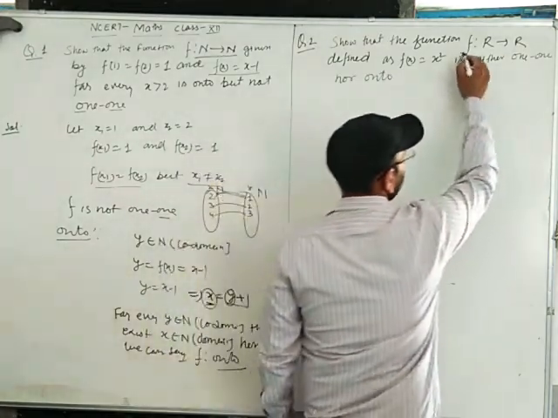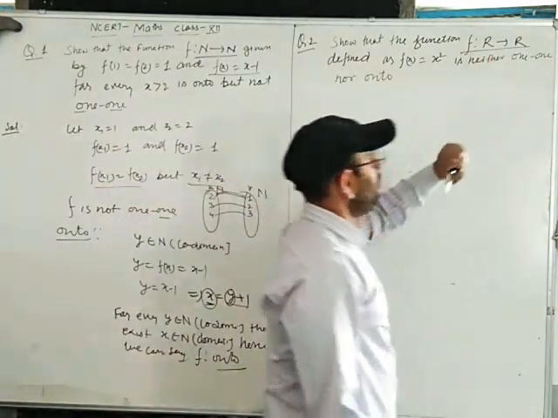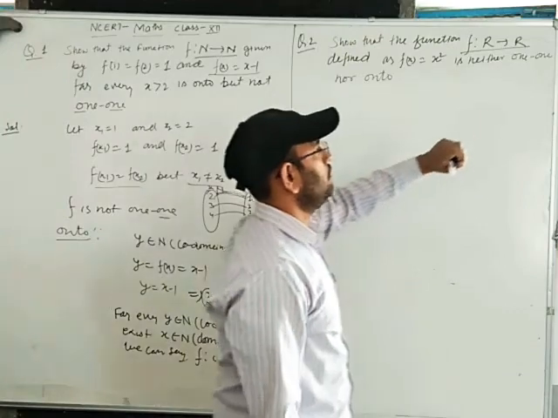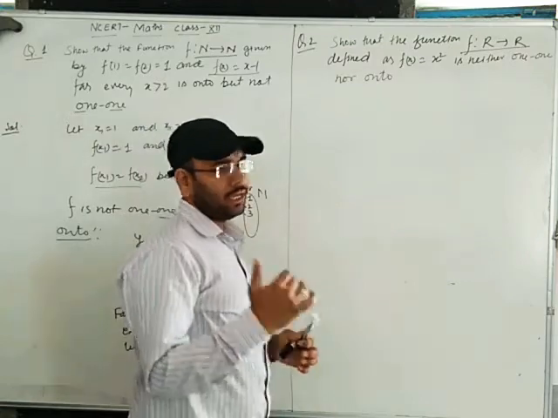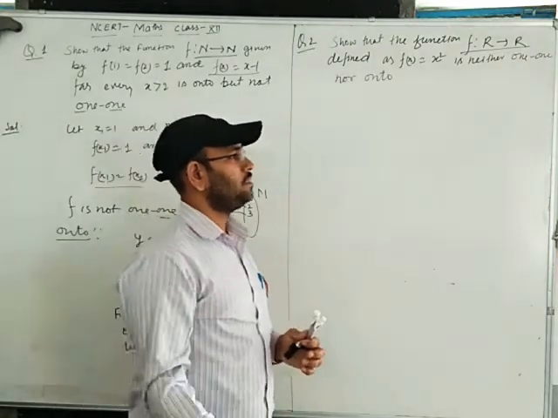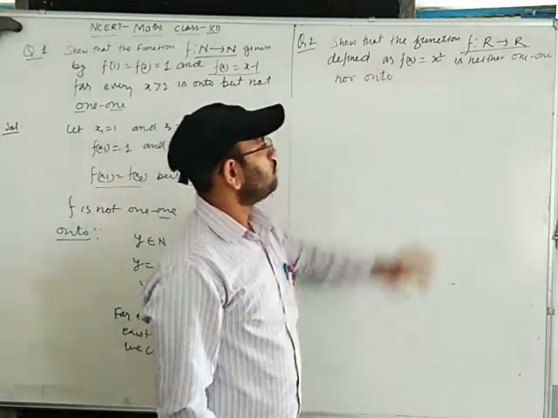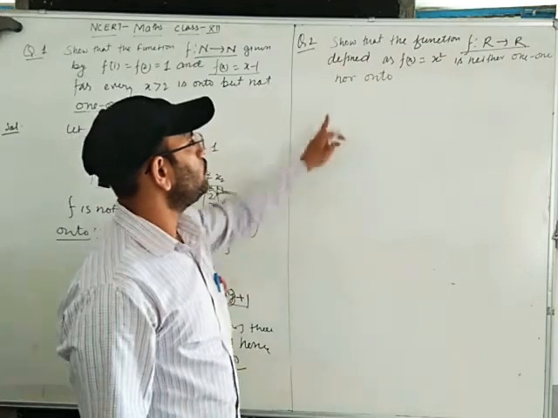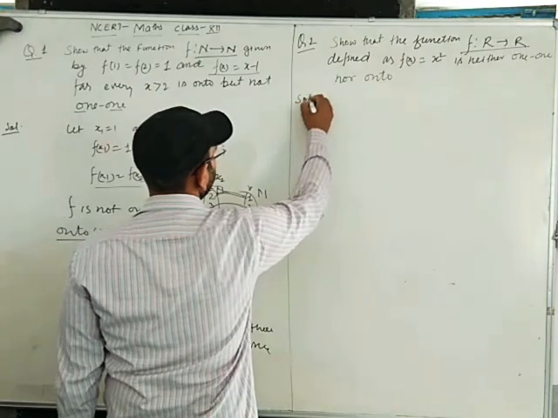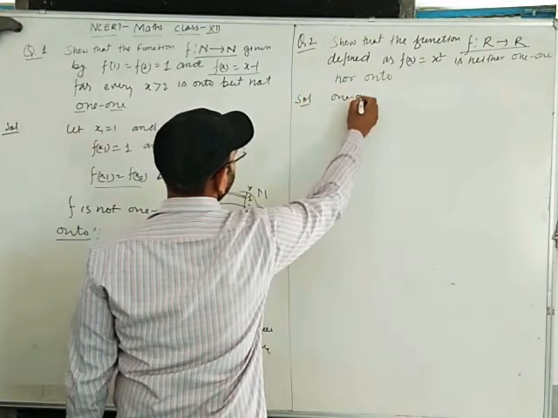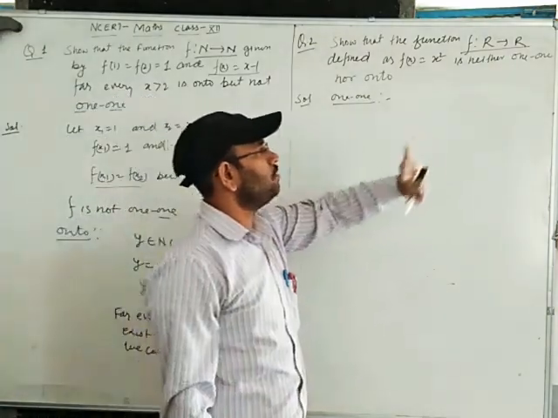Now in this case, see this carefully, the domain is real number and the codomain is also real number. So you know that real numbers are all possible values: rational numbers, irrational numbers, negative numbers, integers, decimal numbers, all are real numbers. Defined as f(x) is equal to x square is neither one-one nor onto. Clear? Okay. So for the solution, we first find one-one. We have to prove that this function is not one-one.